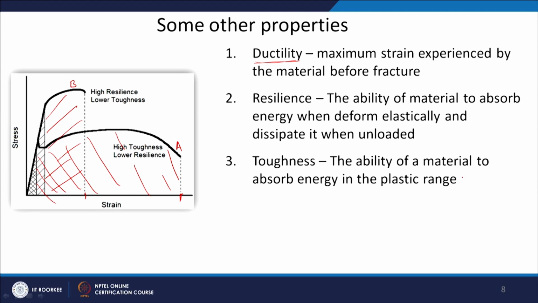So, it is not always true that if ductility is more, the toughness will be more. It depends upon the area under the curve. In this case, it looks like the area under the curve for material A will be more than B. So, toughness of material A is more than the toughness of material B. This is basically the energy a material can take before fracture in the plastic range. So, the ability of a material to absorb energy in the plastic range, before fracture.